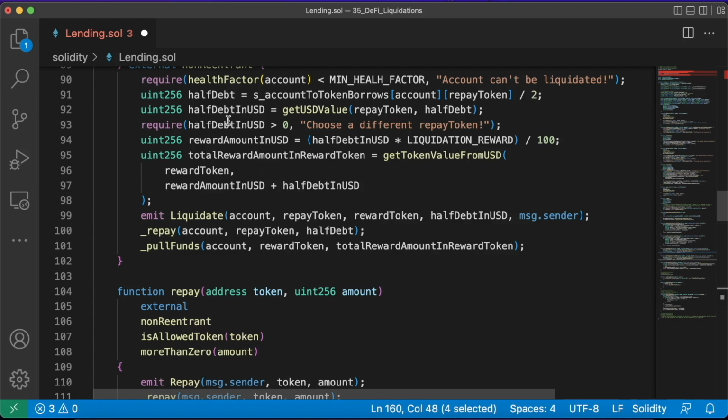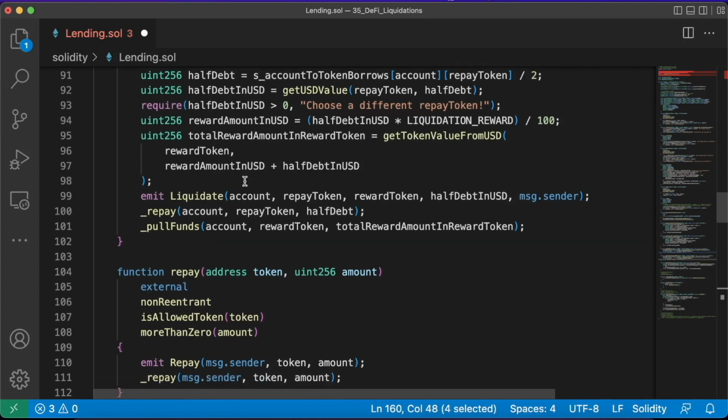Now we need to calculate the rewards of the liquidator, right? For the rewards, we need to get the reward value in USD. So we multiply the amount of debt in USD times the liquidation reward, and that's a percentage, so we divide it by 100, and then we need to calculate how much that is in the reward token. This is the opposite calculation to the one that we did here. Here we had the amount of tokens and we needed to calculate the value in dollars. Here we have the value in dollars, but we want to get the amount of tokens. So we get the value from USD, which is another function that we have here.